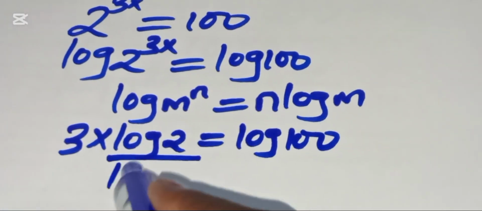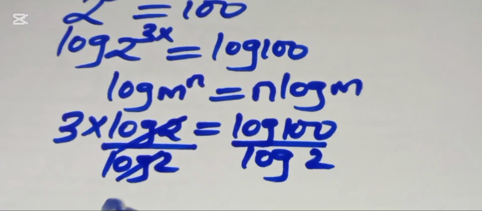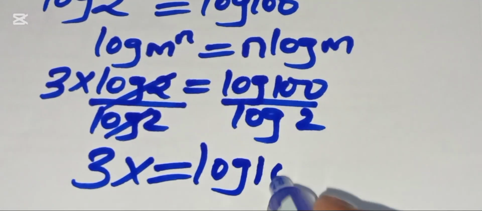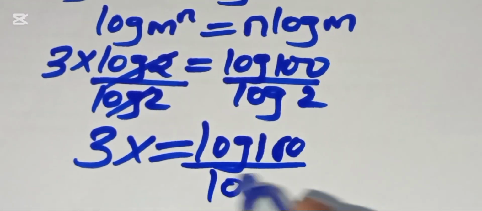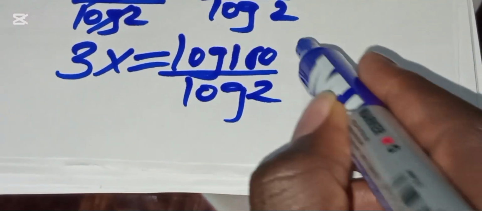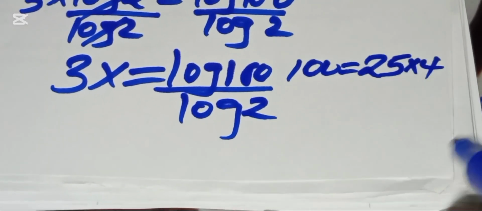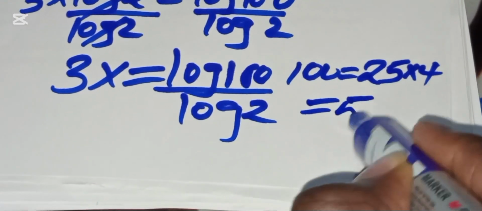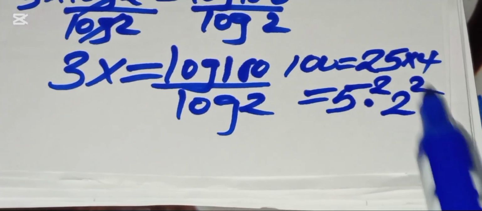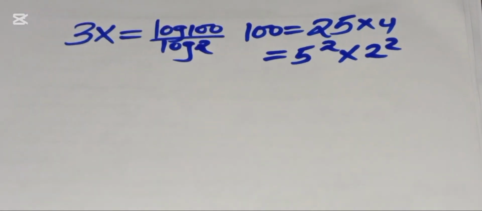Now, we divide both sides by log 2, so that we'll have 3x equal to log 100 divided by log 2. Now, 100 can be expressed as 25 multiplied by 4, which you can express as 5 squared multiplied by 2 squared. Let's substitute 100 with 5 squared times 2 squared.